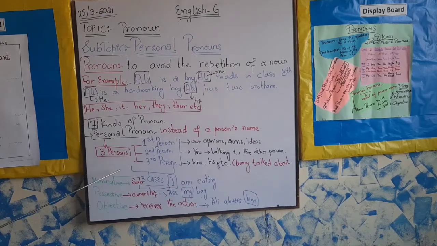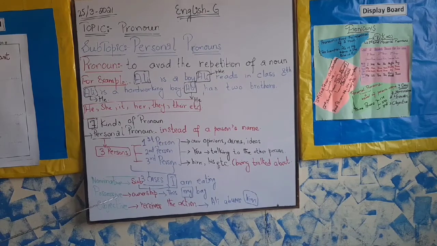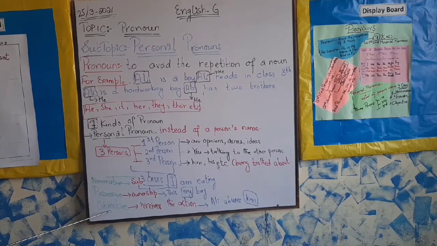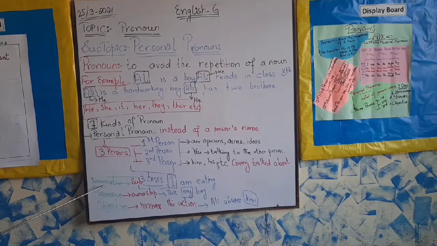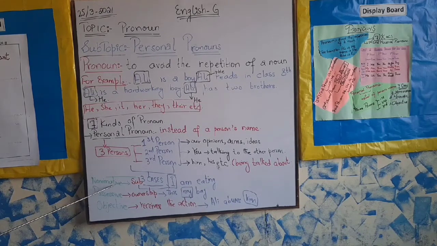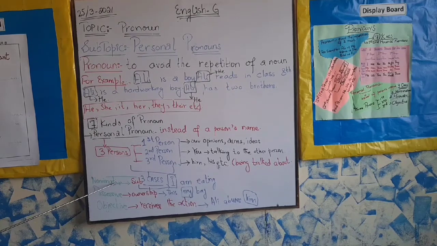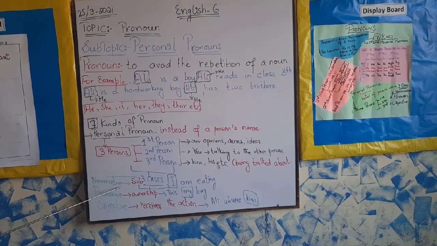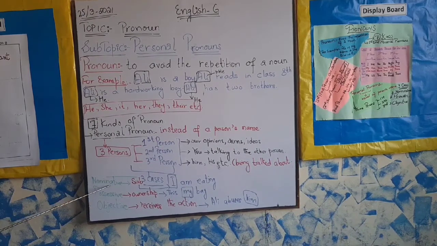Now these three persons have been divided into three cases: nominative case, possessive case, objective case. What is nominative case? It is the case of those pronouns that perform an action in a sentence, or those pronouns that act as a subject in a sentence.